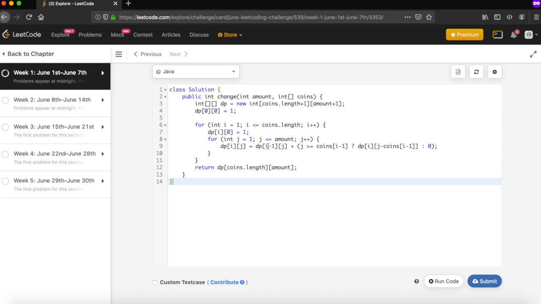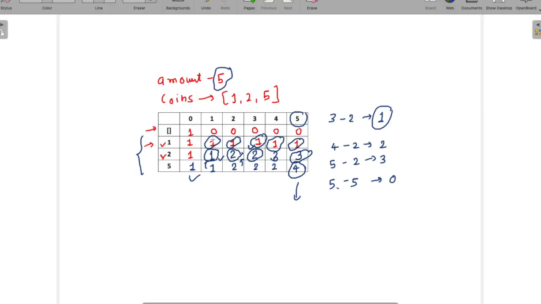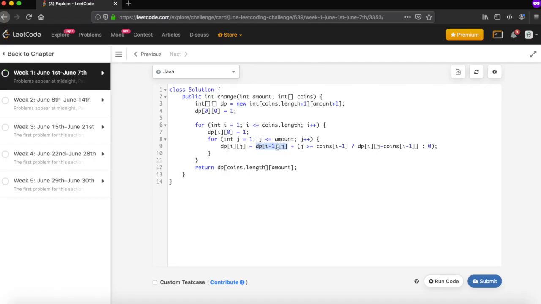Now we'll iterate over the amount. We'll start from 1 and go till amount, and we'll calculate each position. Here, first we will always take whatever combinations we have discovered from the previous row. So this term will give the result of what we were taking from this data. When you are here, we are always taking this data plus some combinations. That is what the first portion will give.